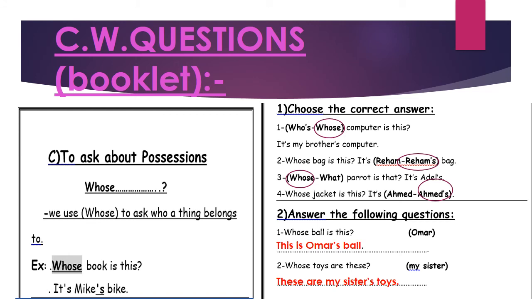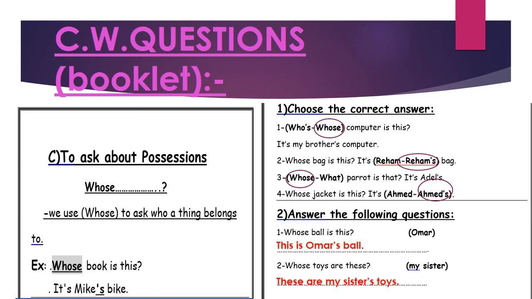Number 2, whose bag is this? It's Riham or Riham's bag. So the answer will be Riham's bag. Number 3, whose or what parrot is that? It's Adil's. So apostrophe s after the name Adil. So he wants to know whose parrot this is, so I'm going to answer with whose. Okay. Number 4, whose jacket is this? It's Ahmad's. So the answer will be Ahmad's, the name with apostrophe s.